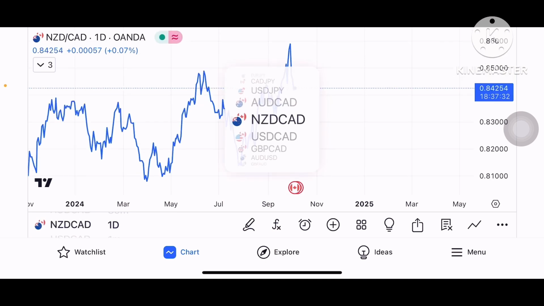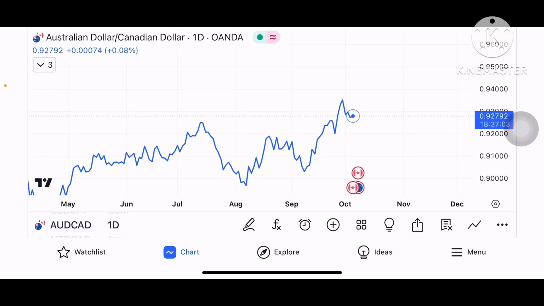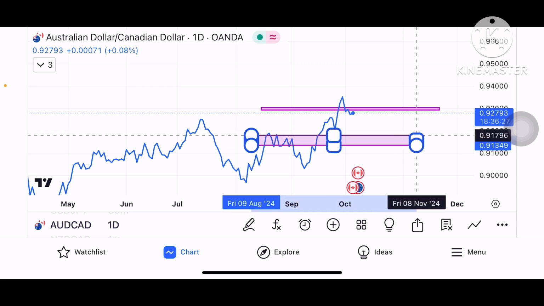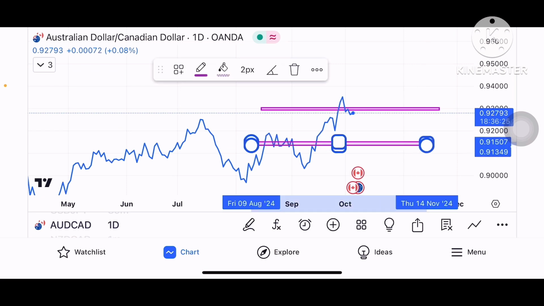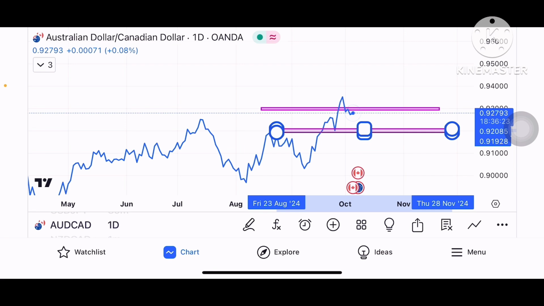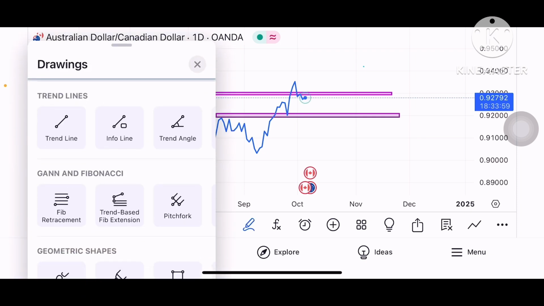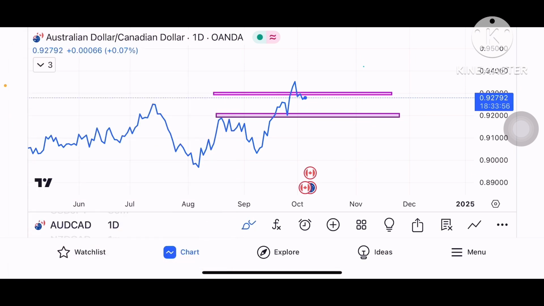The next pair we are going to analyze is AUD CAD, and this is it on the line chart. We expect price to pull up to this zone and a drop all the way down to this zone. So this is the support and resistance. These are the zones on AUD CAD. The expectation, this is what we're expecting on AUD CAD, a pull up and a drop all the way down here.